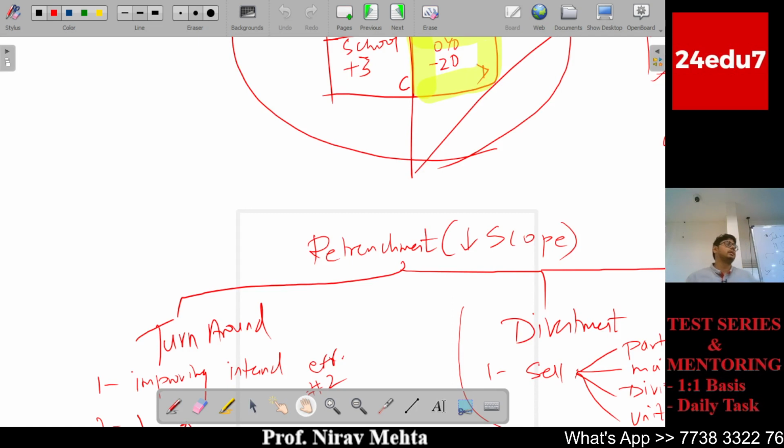Deterioration in physical facilities. Decline in market share. One more point: uncompetitive product.